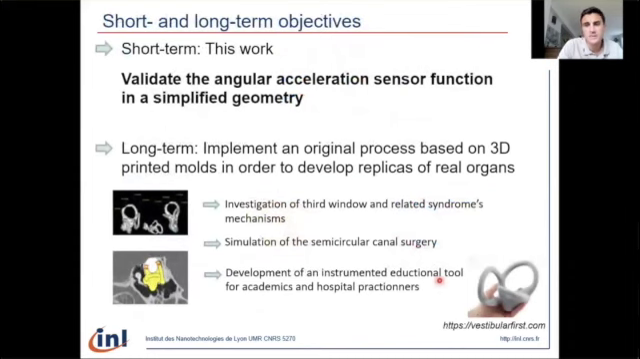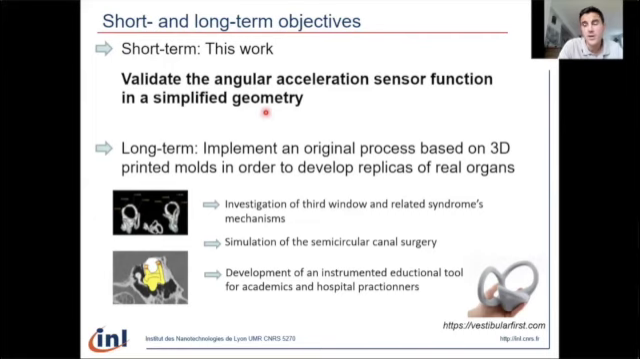Concerning our objectives, our short-term objective, and this will represent the main content of my talk today, was to validate the angular acceleration sensor function in a simplified geometry that is a bit far from the real physiology of the vestibular system. But we want to underline that in the long term, in the coming months and year, our plan is to implement an original process based on 3D printed molds in order to develop replicas of real organs, starting from CT scan images of real organs.